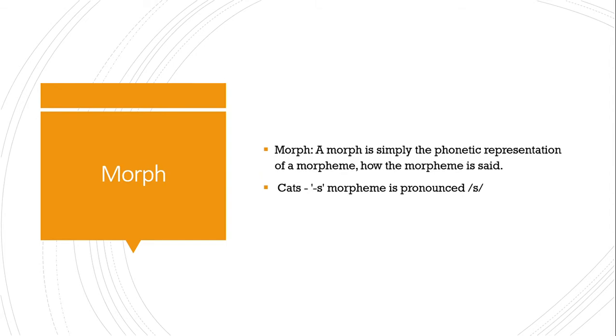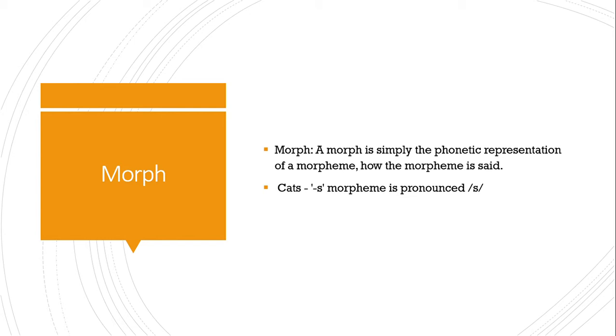Then comes morph. A lot of students get confused between morph and morpheme. So let me tell you that morph is the phonetic representation of a morpheme. When I say phonetic representation, it means how a morpheme is said. For example, in the word cats, s is the morpheme and it is pronounced as the s sound, and cat is pronounced as cat as it is. So this is the difference between morph and morpheme.